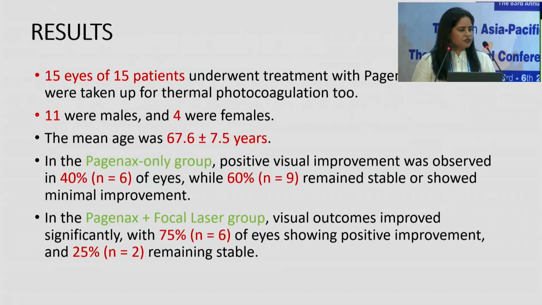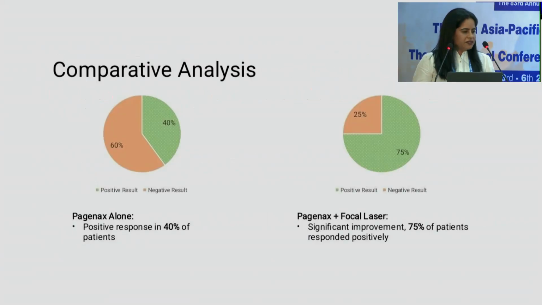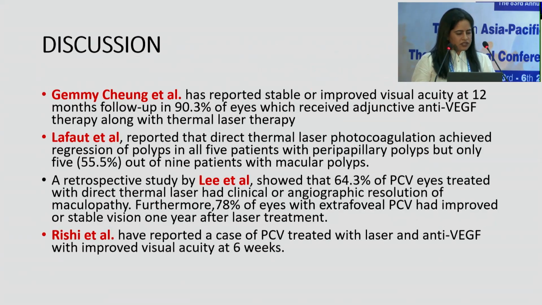Results: 15 eyes of 15 patients were taken. 11 were male, 4 were female. Mean age was this. In the Pagenex only group, positive visual improvement was observed in 40% of eyes. In Pagenex plus focal laser, 75% improvement was seen. This is the comparative analysis. So these studies in literature also favored our study.